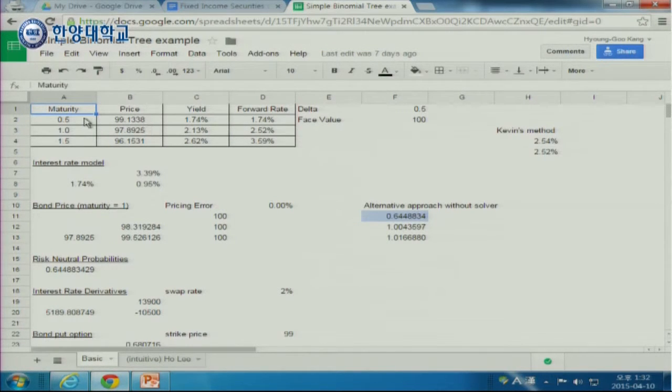Again, this is the data: maturity of 6 months, 1 year, 1.5 years, and the value of the contract that pays this. From this we can calculate the yield, and from the yield we can calculate the forward rate like this. This part we did before. Delta is 6 months because the time step is 6 months, so 0.5. Let's assume that the face value is 100. Let's delete this, you don't need it anymore.